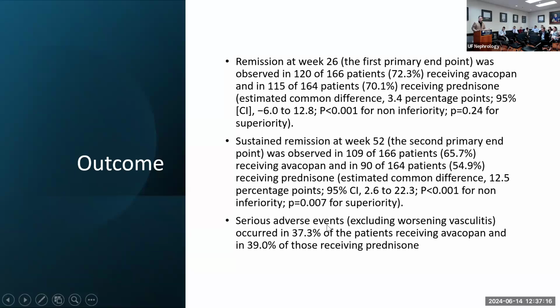Serious adverse events occurred in 37% in the avacopan group and 39% in the prednisone group. So from this study, at week 26, avacopan is as good as prednisone, but not better than prednisone. At 52 weeks, avacopan is better than prednisone. The adverse events are the same.